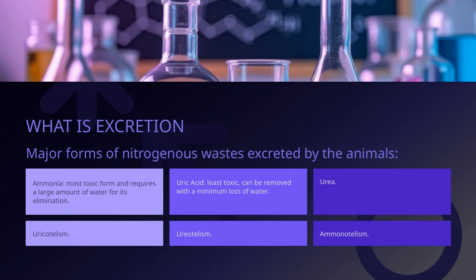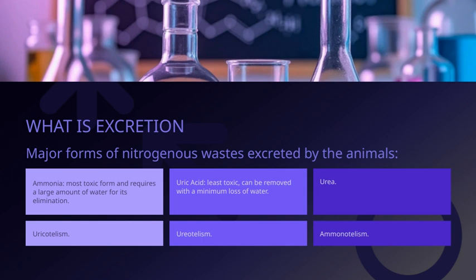It's less toxic than ammonia and is quite water-soluble, allowing animals like mammals and amphibians to excrete it with a moderate amount of water. This process is called ureotelism. Then there's uric acid, which is the least toxic among these waste products. Because it's relatively insoluble, animals can excrete uric acid with minimal water loss. This is especially advantageous for terrestrial animals like reptiles and birds, helping them conserve water. This process is known as uricotelism.